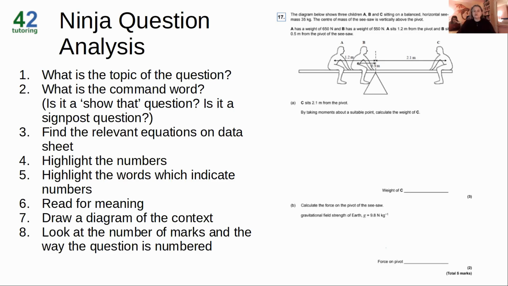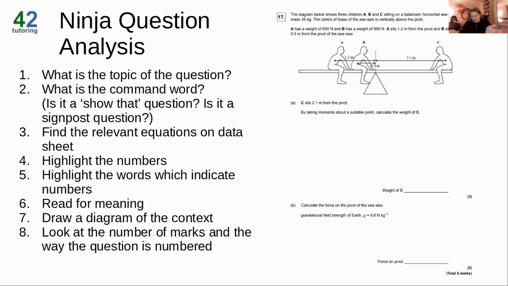Okay, so what is the topic of the question? I want you to just look at this question, my example on the right hand side, and I want you in the chat to write down what the topic is for this question. Oh, yes, absolutely. Loads and loads of you have said moments. Yes, it's moments. Moments of forces. Yes, moments. What was the clue? What was it that told you that this was about moments?